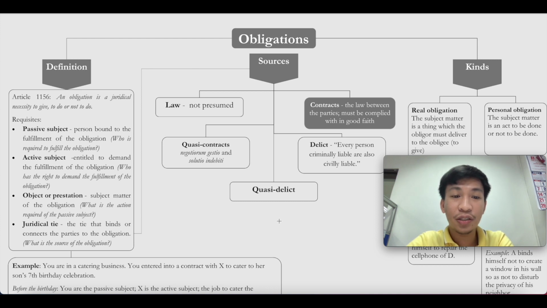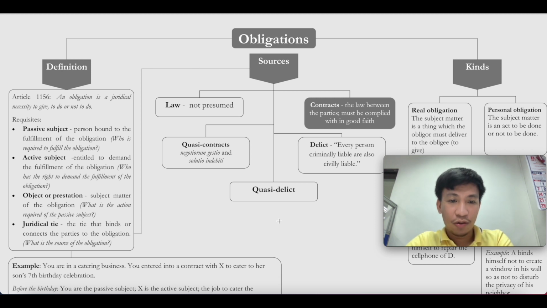Sabi nga natin kanina, sa negosyorum gestio without the consent of the owner. So, ang source ng obligation kapag sa ganon, it is already a contract. So, ang source na ng obligation doon, contract na. Not necessarily quasi-contract. Kahit na oral lang yon, contracts can be oral or written. So, that is quasi-contract.